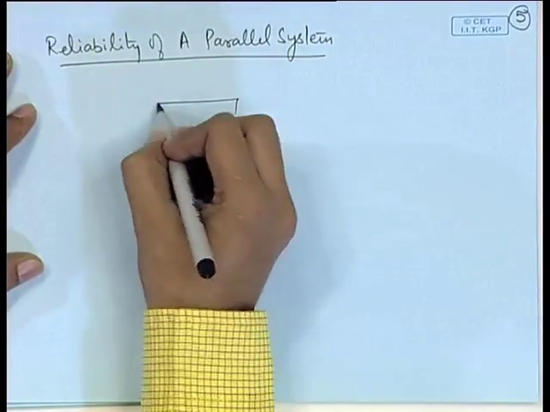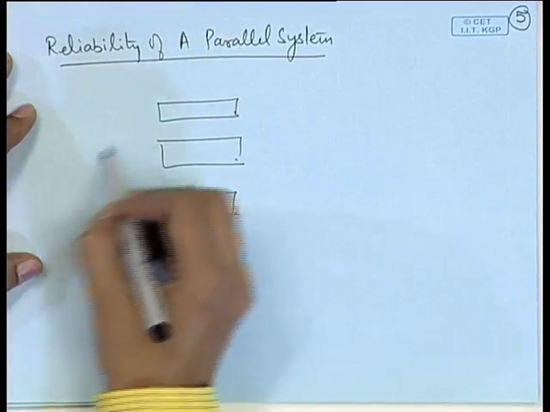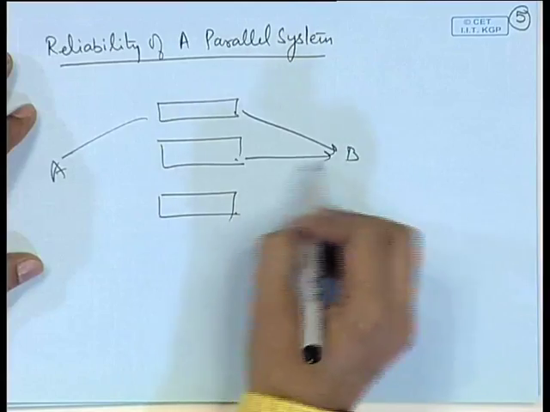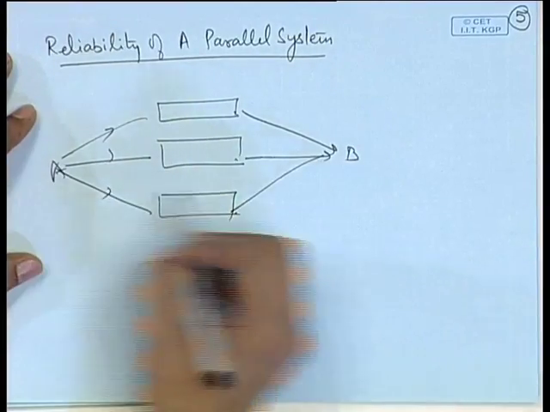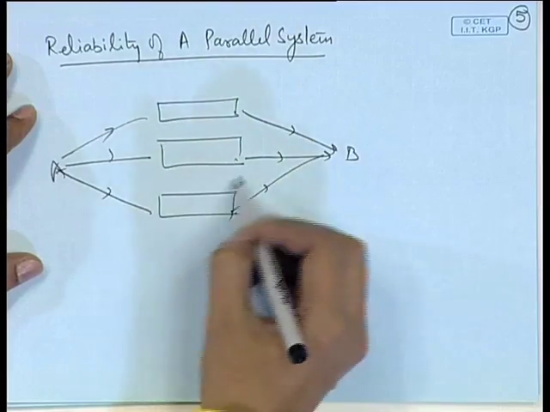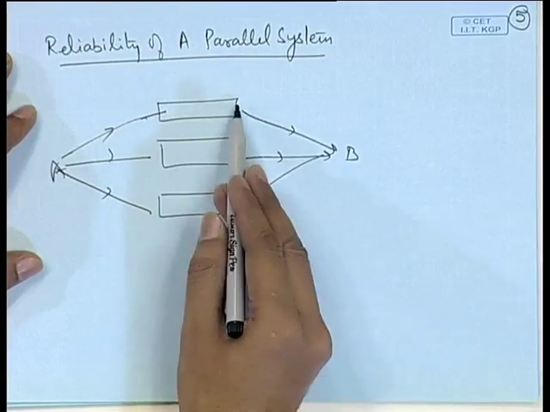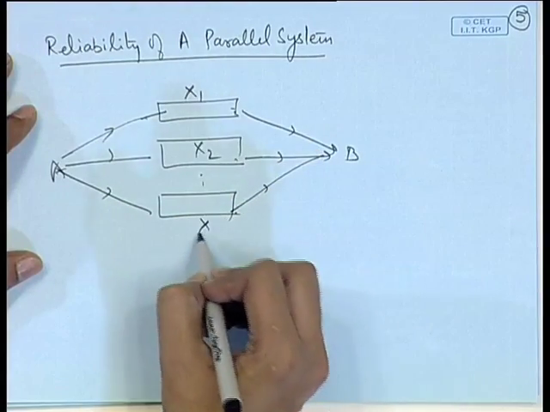So, there are several links from, say, A to B, and the system will function if any one of the components is functioning. Let us call the lives x 1, x 2, x k, etc.